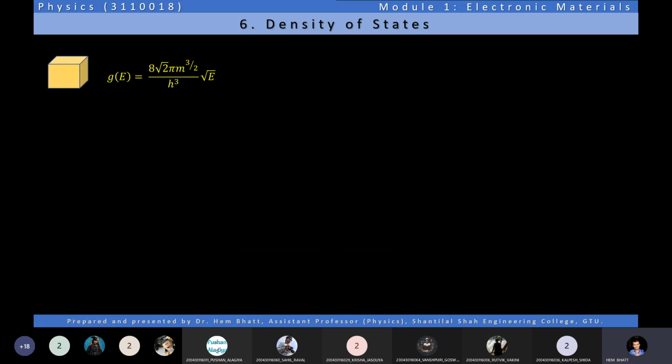So this is G of E. Fermi factor we already know, means we are supposed to know. And as I told earlier, multiply the number density and the probability, find the total, do summation, do integration, then you get the charge concentration. So let us do it graphically.